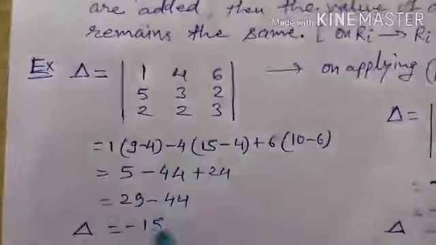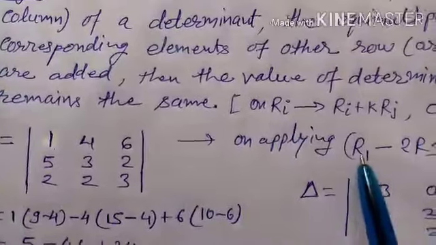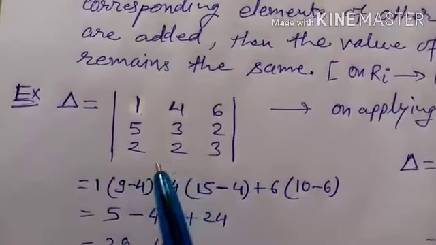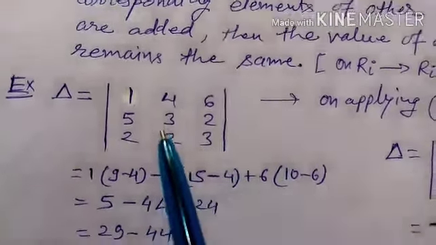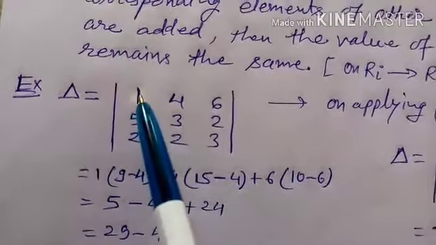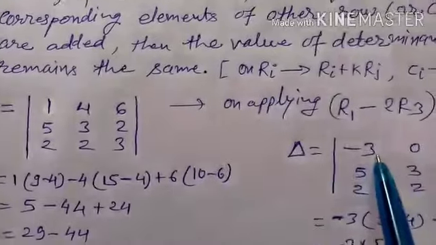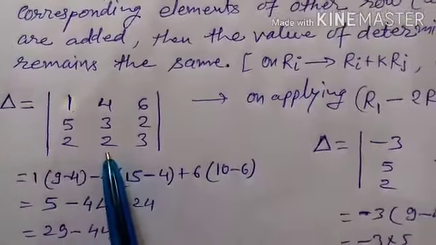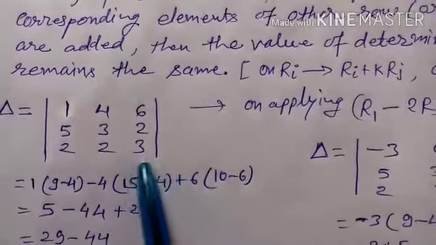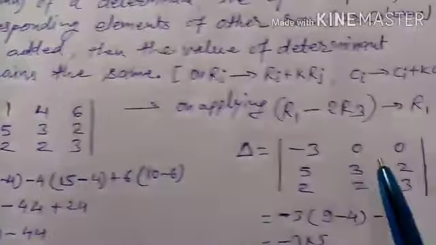Now, suppose we apply one operation on this determinant, an operation on R1: R1 minus 2 times R3. So from the first row subtract the third row multiplied by 2. So 1 minus 2 into 2, 4. So 1 minus 4, it means minus 3. This is minus 3. This element is multiplied by 2, so it will be 2 into 2, 4. Now 4 minus 4, you will get 0. Again, it is also multiplied by 2. So 2 into 3, 6, and here also 6. So 6 minus 6, you will get 0.